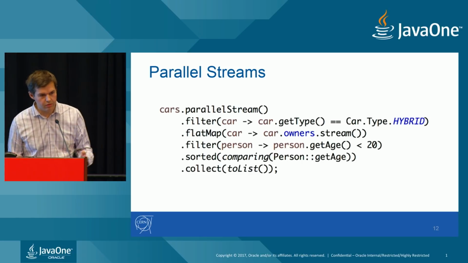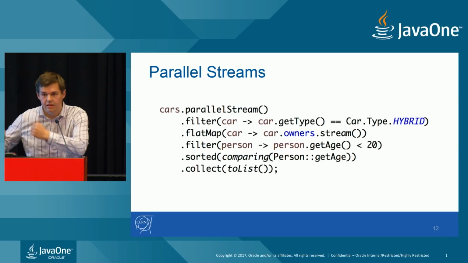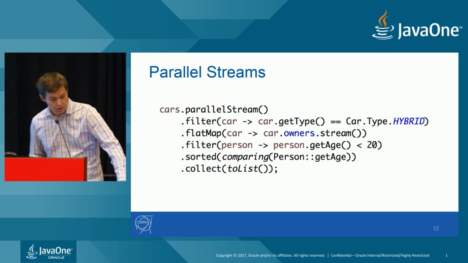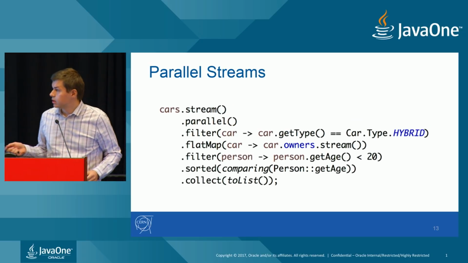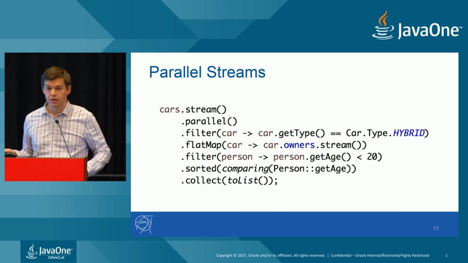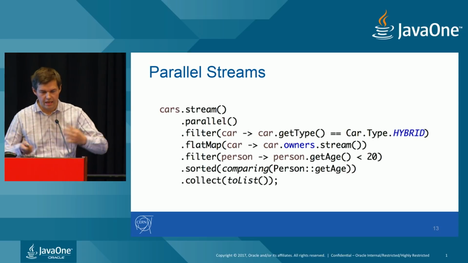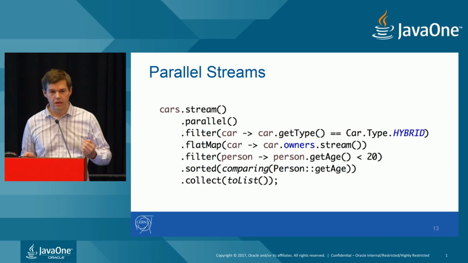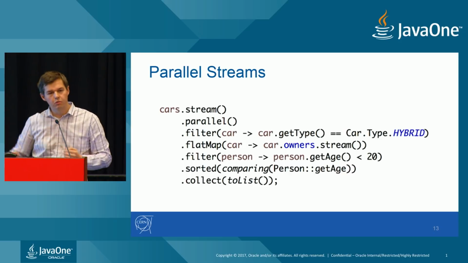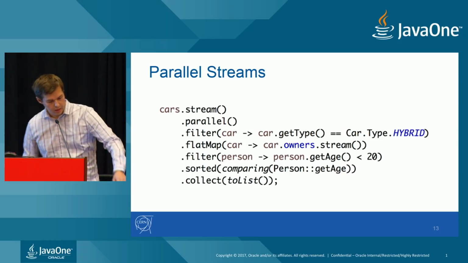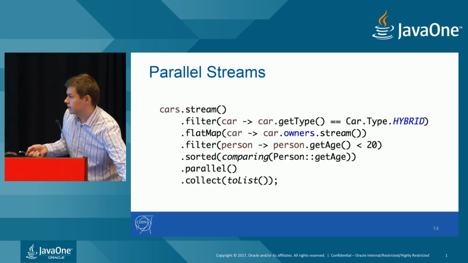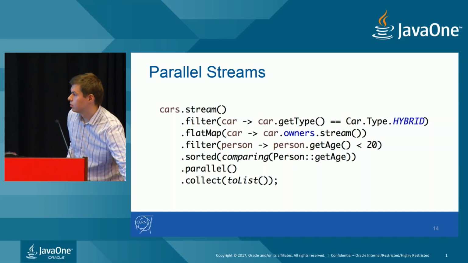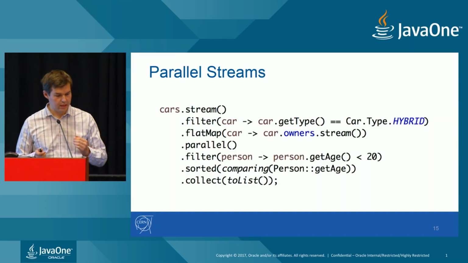If it's like a generator function or something else, but it still can actually be a collection, you always have this parallel method in your stream pipeline. And it doesn't really matter where in your pipeline this method is placed. Whether you place it at the end or in the middle, it does not really matter.